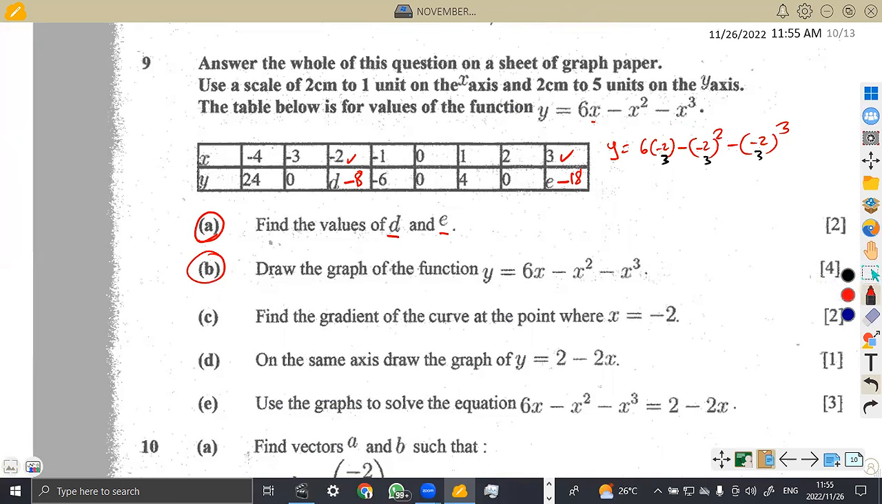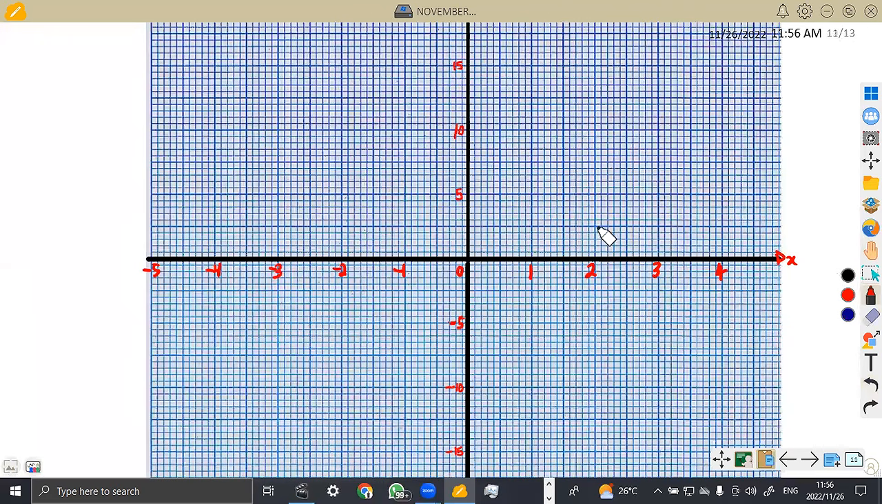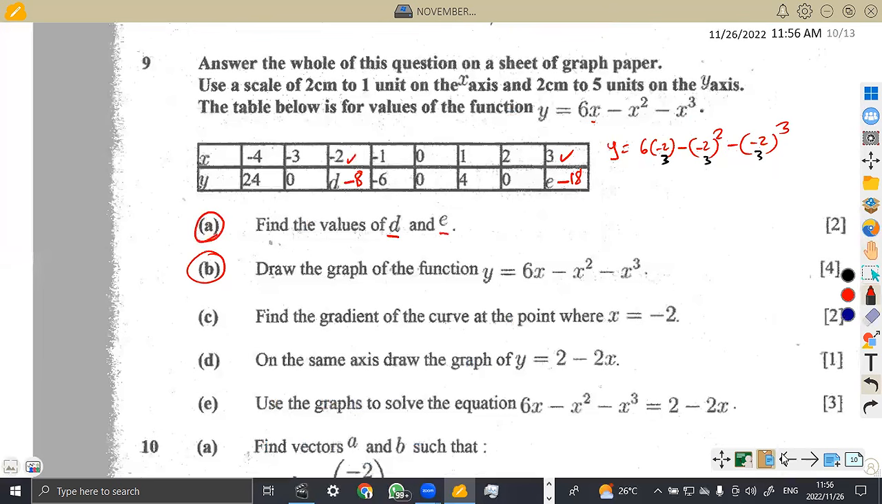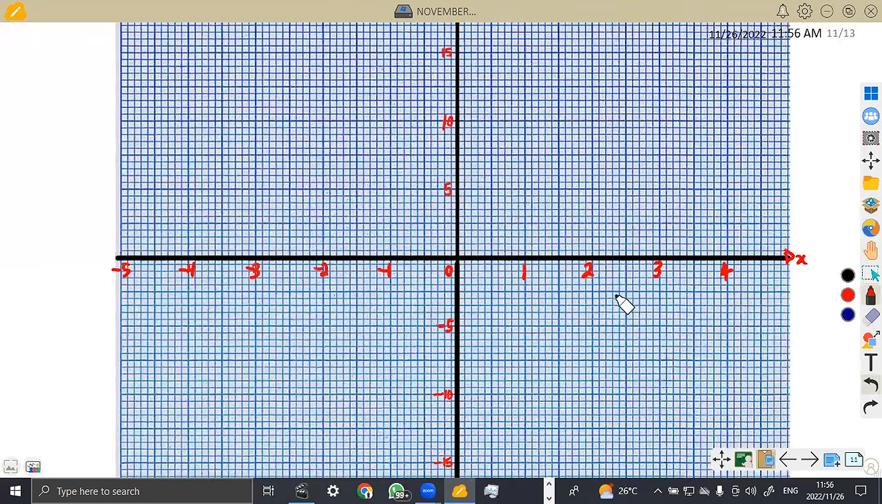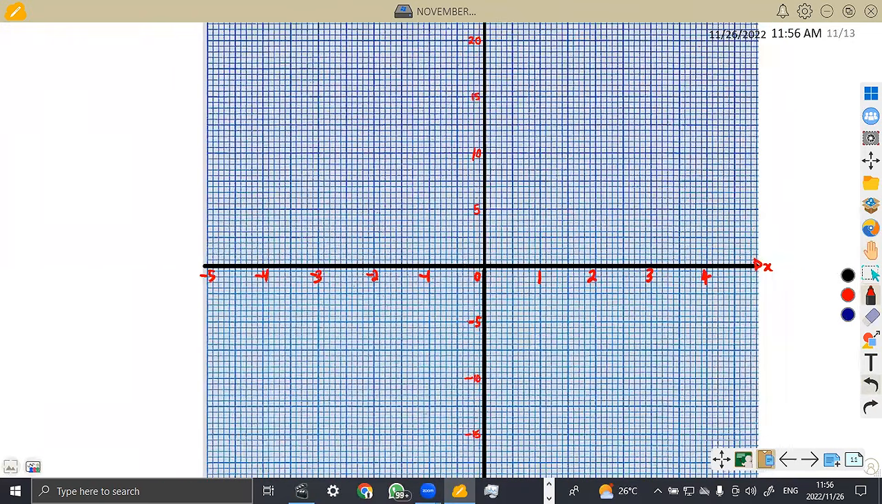All right. Then the B part, draw the graph of y equal to whatever you're given. So what you need was to mark the points that you're given, -4, 24. Okay, that's our graph here. Let's see if our scale is fine: 2 centimeters for 1 unit on the x, 2 centimeters for 5 on the y. That's the scale that you are given. Now we are going to draw the first point, that's -4, 24.